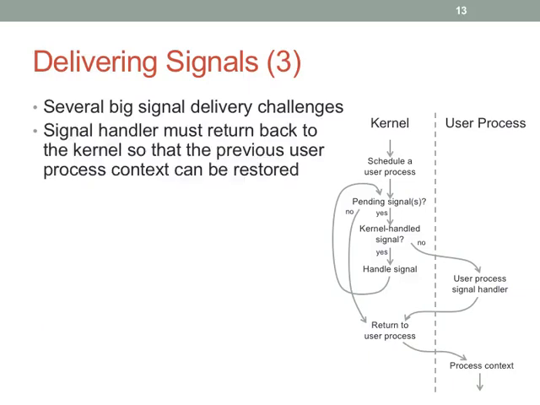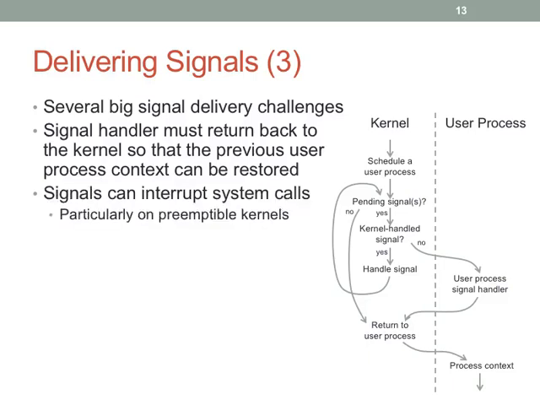Okay, delivery challenges. So here's the fun thing. I say here the signal handler has to return back to the kernel so that the user process context can be restored. You might have to take my word for that at the moment. But if you think about it, I was running some code in the process. Then a signal happened. And I didn't know about it because that generation mechanism is separate. But then it needs to be delivered. So I need to interrupt whatever part of the program is running so that I can run the signal handler.